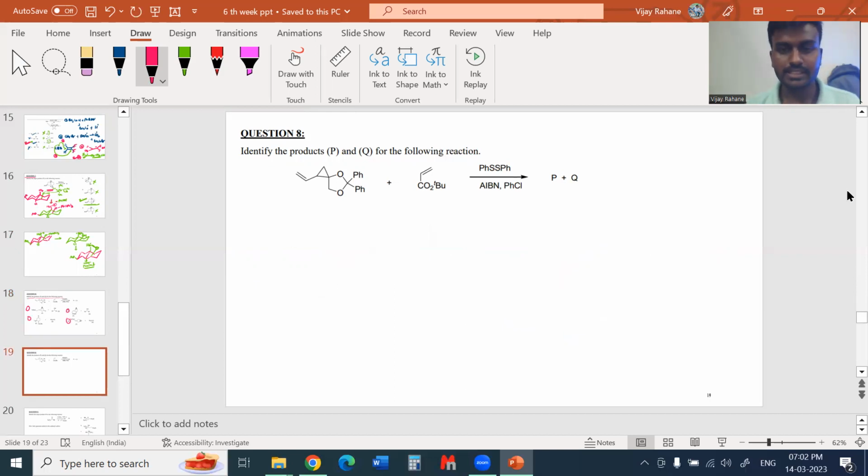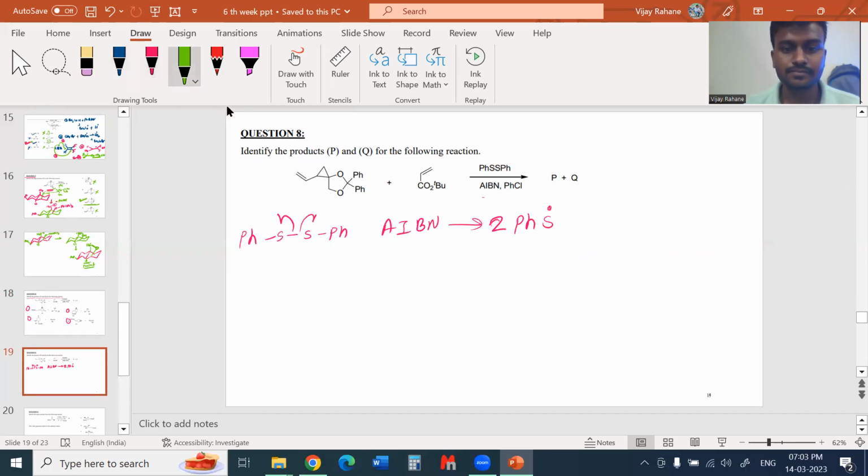So here the mechanism will be, if you see here, PhS SPh, right? With AIBN, what happened? PhS radicals are getting formed, since homolytic cleavage happens, so two such radicals are getting formed, right? Two radicals are formed. Then this radical reacted with this alkene. The two alkenes are present, and it reacted with this reactive alkene, right? So this was the reactive alkene because it has a polarization. I will draw here.